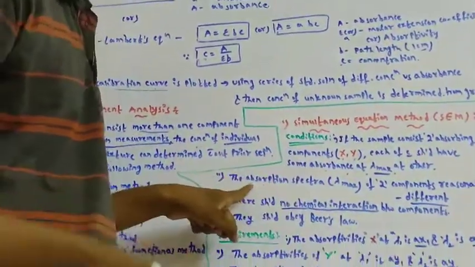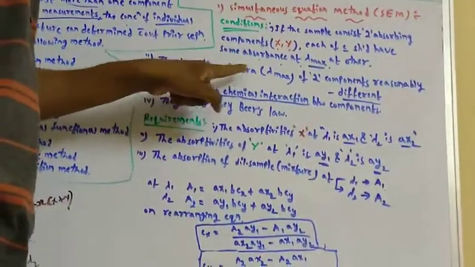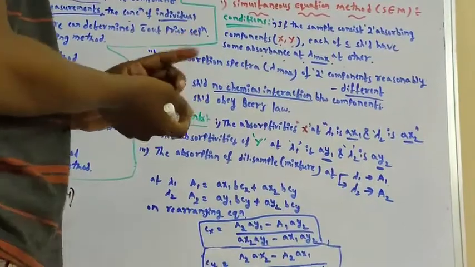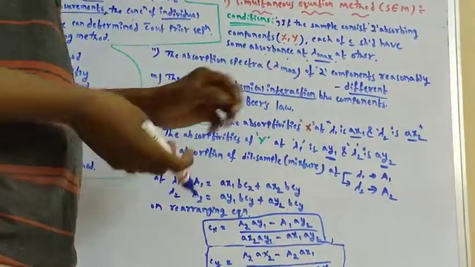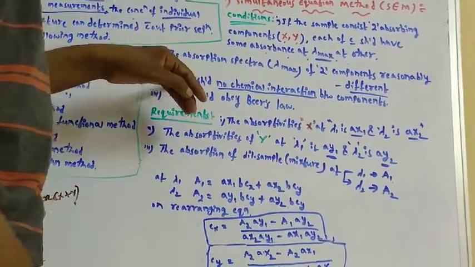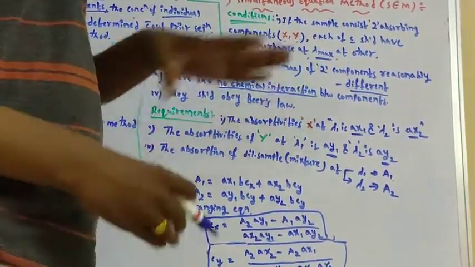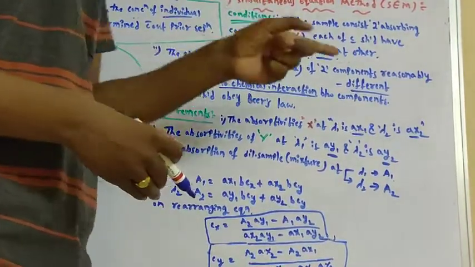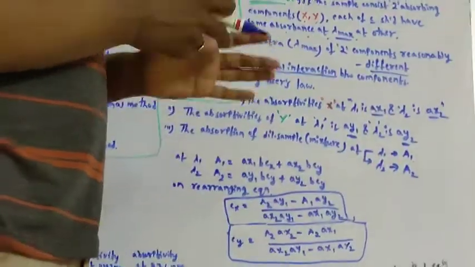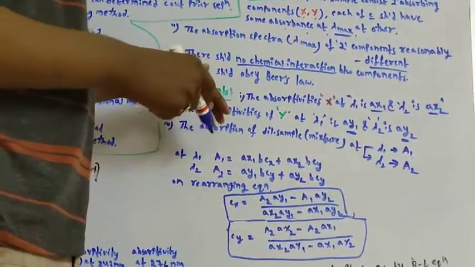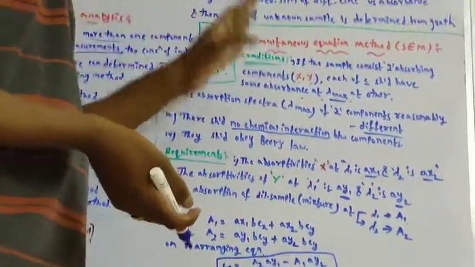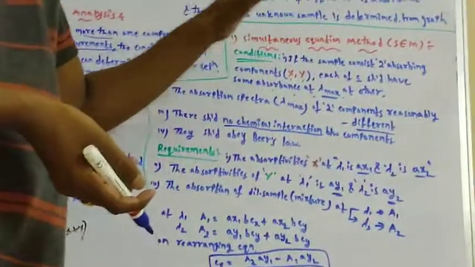Then the second condition: the absorption spectra, the lambda max of the two components, should be reasonably different or dissimilar, not similar. And there should be no chemical interaction between the components. Here the solution consists of two components. These two components should not interact chemically. Then they must obey Beer's law. These four conditions are required. Four conditions are applied for the simultaneous equation method.